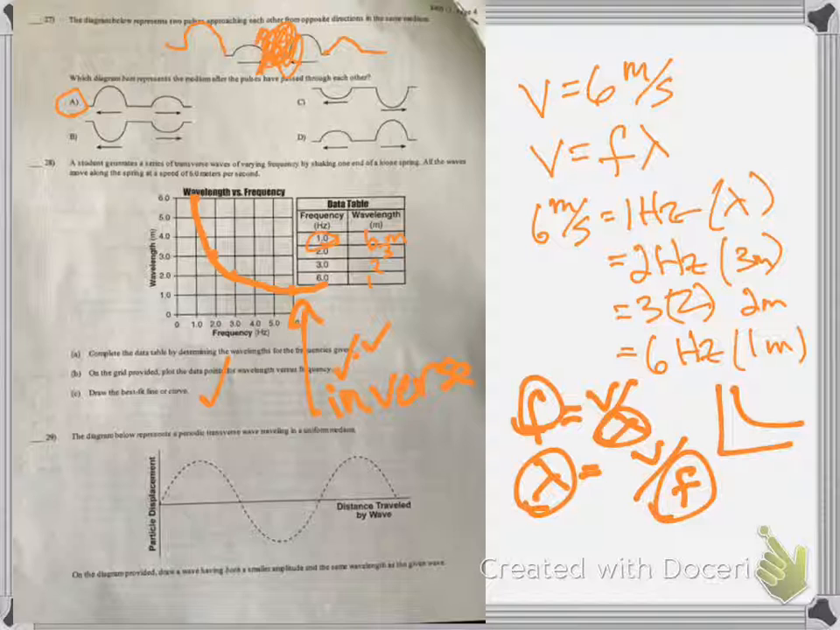All right, last question. The diagram below represents a periodic transverse wave traveling in a uniform medium. Draw a wave having both a smaller amplitude and the same wavelength. So the same wavelength means these points are good. What's different is the amplitude. It has to be smaller, so I'm going to put a point there and then connect the dots.